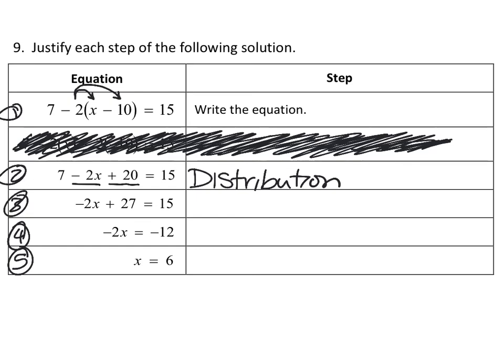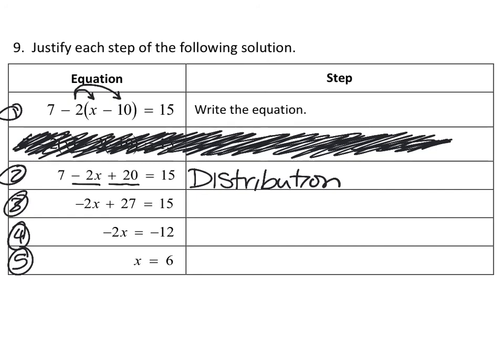Look at number 2 and 3. Don't say it out loud. Can anyone figure out what happened between step 2 and 3? So in number 2, we had 3 terms on the left side, and in number 3, we only have 2 terms on the left side. What did they do?